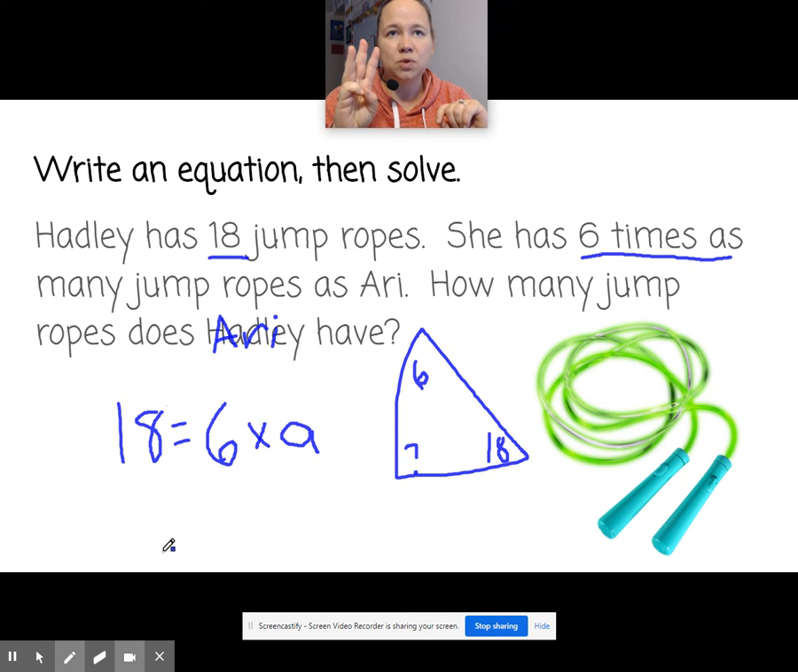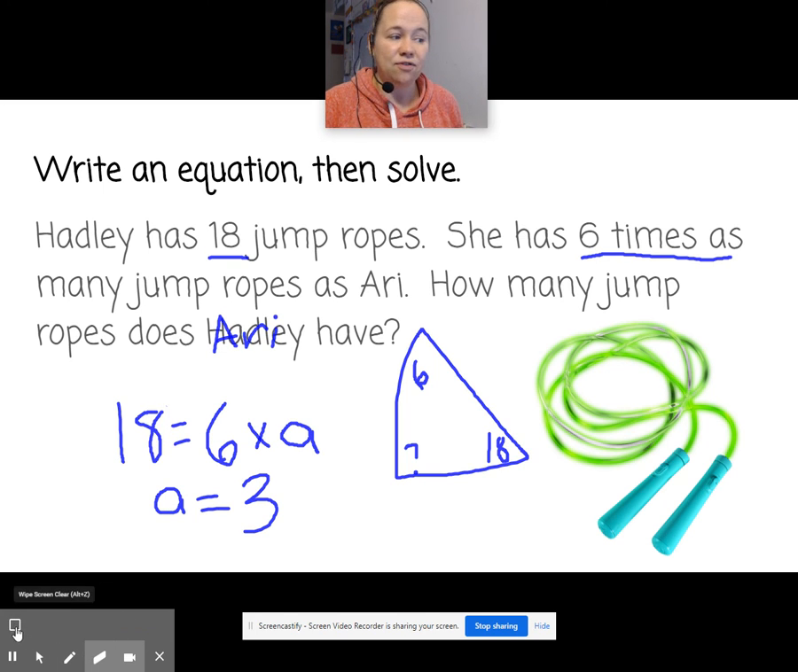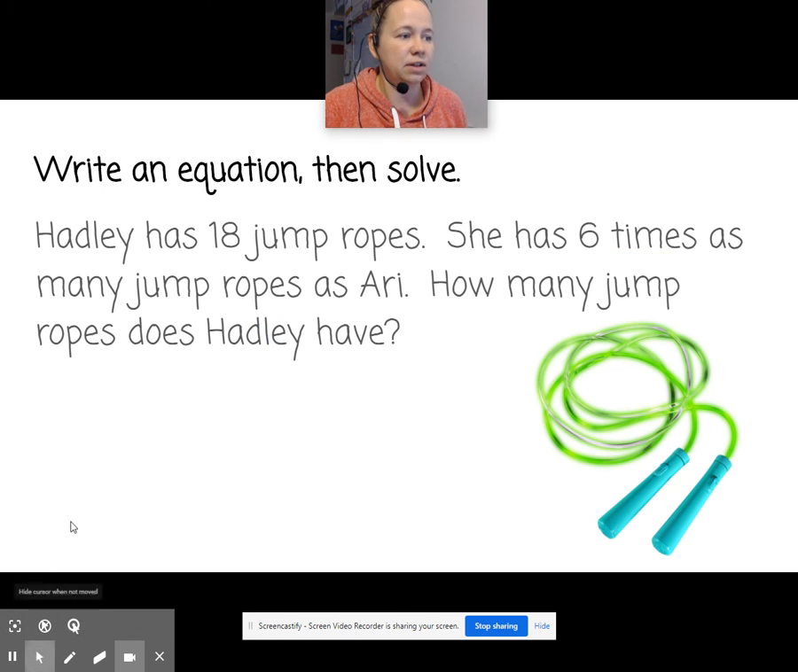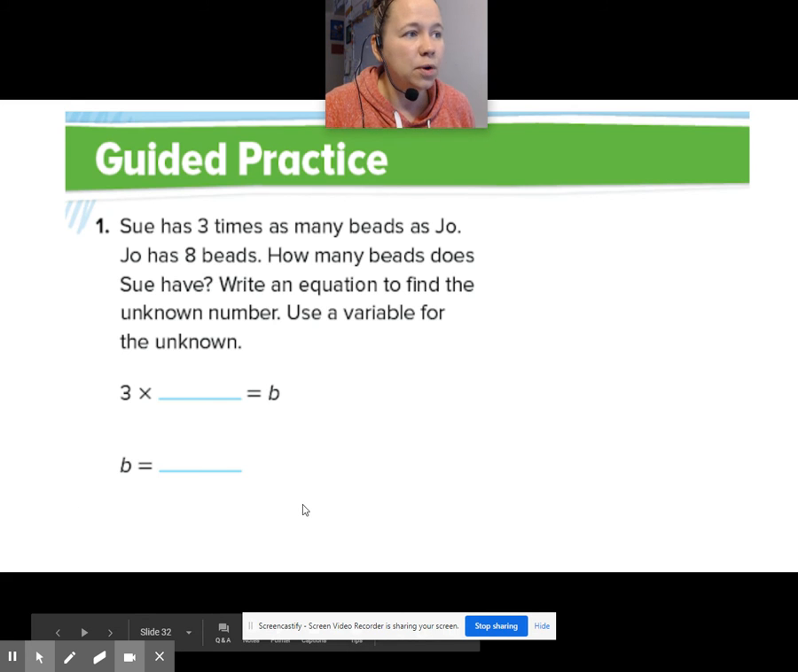Plus 6 is 18. So 6 times 3 is 18. So I'm going to solve. I'm going to write A equals 3 because 3 times 6 equals 18. That one was definitely harder than the first one. Definitely. All right, take out your math book.